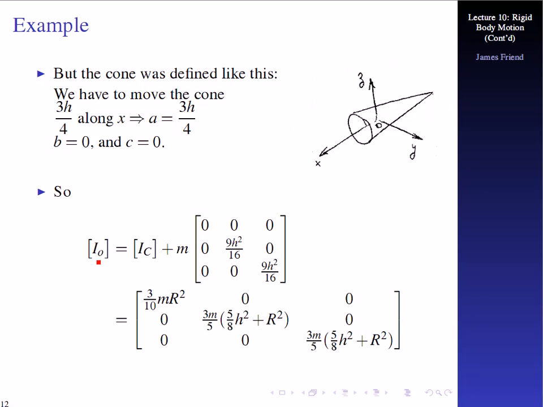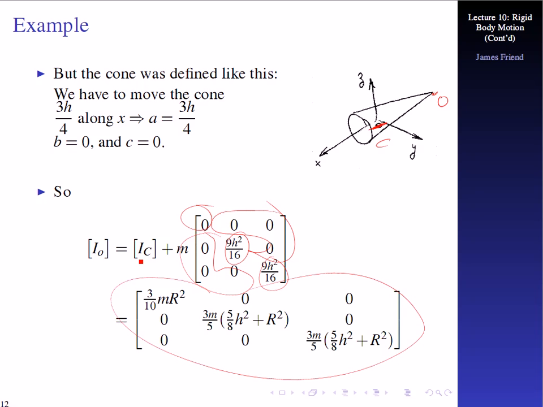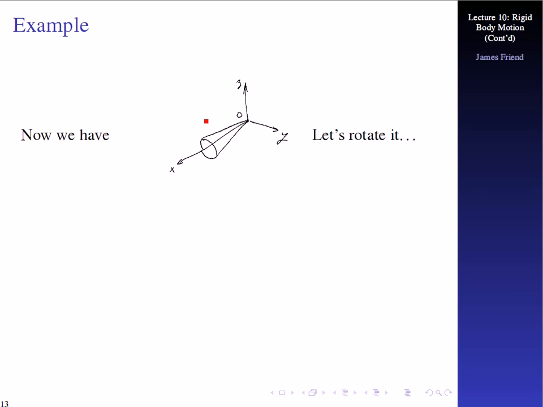And so then our I about O is equal to I about C plus M times 9h squared divided by 16 in the 2,2 and 3,3 positions. Notice the products of inertia are all equal to 0, as is the transformation along the x-axis direction, because there's no transformation along the x-axis direction. x and x prime here are exactly coincident. So this is our final situation if we didn't have to rotate the coordinate system, but actually we do. This is the system we have right now.